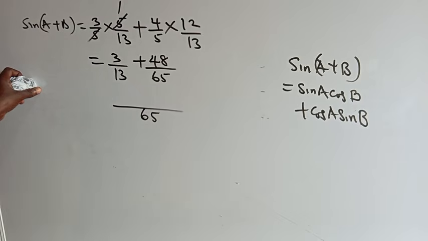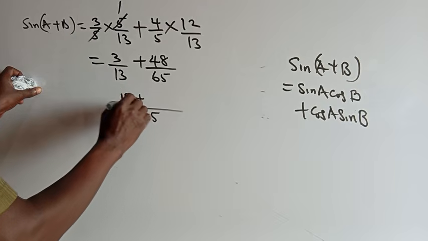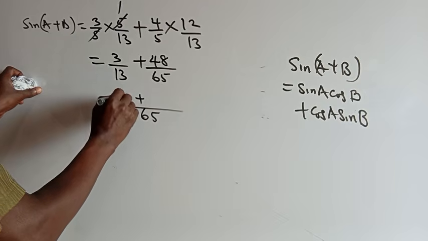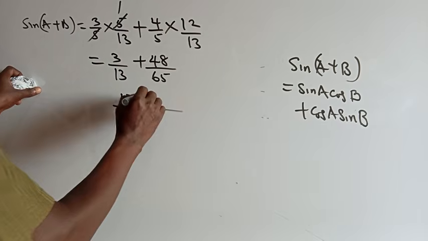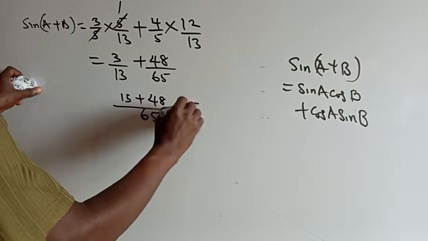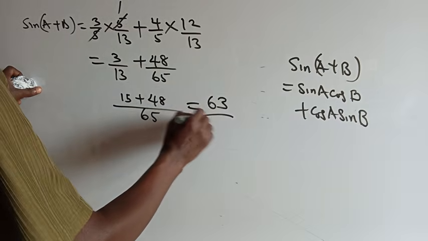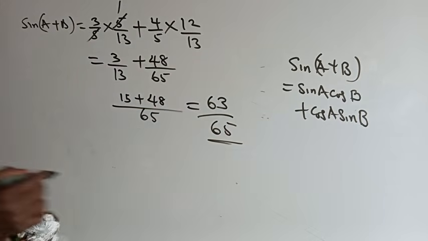5 times 3 is 15, plus 65 and 65, 1 times 48, that is 48. So by the time you add them together, you have 63 all over 65. So the answer is 63 over 65. Bye.